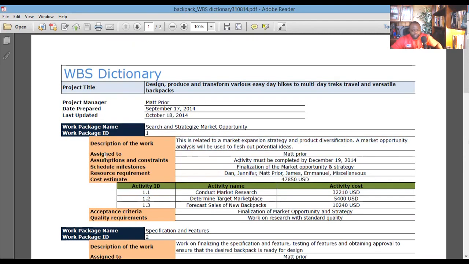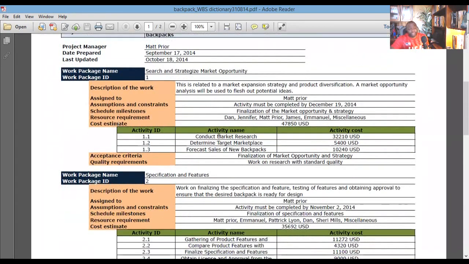It includes who it is assigned to, assumptions and constraints, schedule milestones, resource requirements, and a cost estimate. So the intent is for anyone who wonders what this WBS element means, how much it is likely to cost, and what the schedule milestones are, you could go straight to the WBS dictionary and take a look.